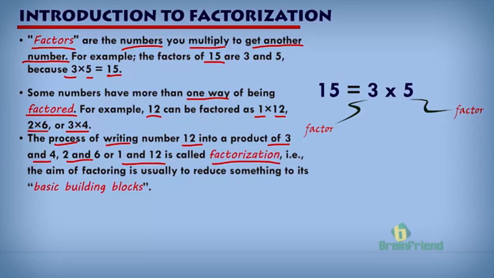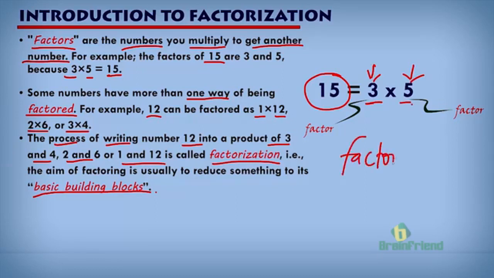Factorization aims to reduce our number to its basic building blocks. So again, 15 can be factored into the numbers that will multiply to give us that 15, and that's 3 and 5. The process of breaking down 15 into 3 and 5 is what we call factorization.